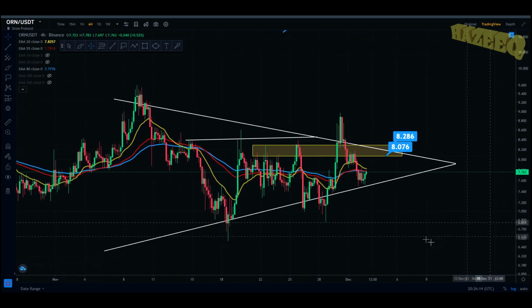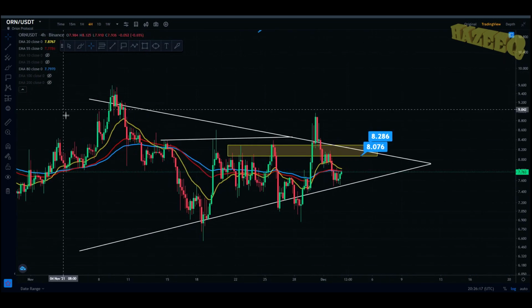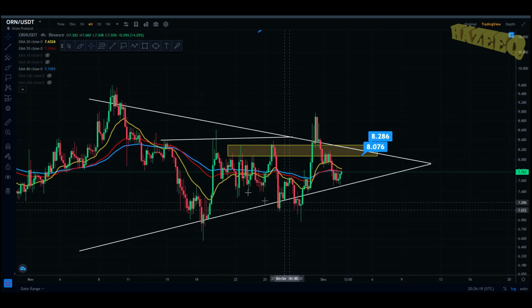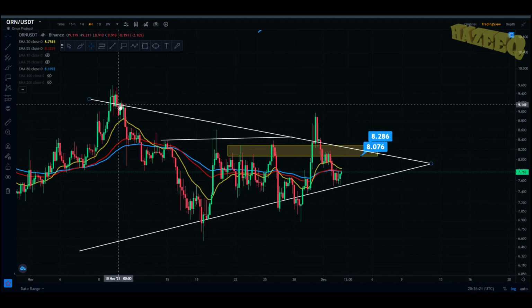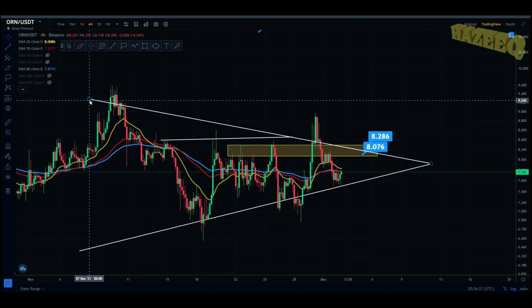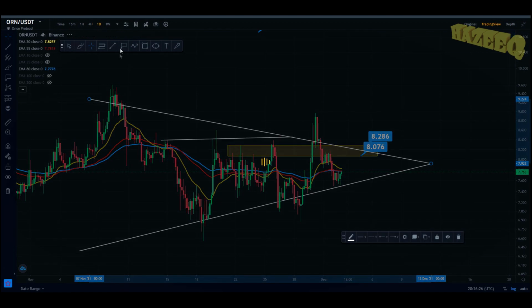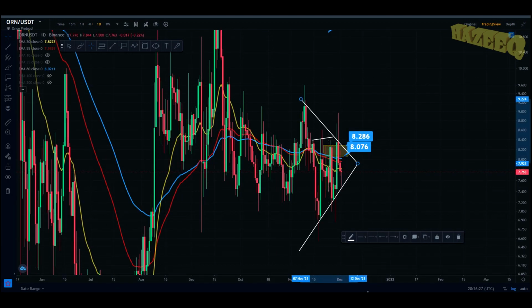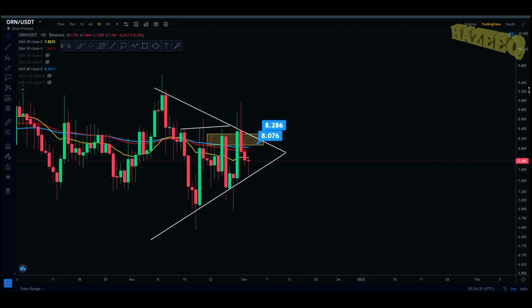Now, on the grand scheme of things, you can see that we're actually creating this symmetrical triangle over here, and you can draw it out a bit differently over here, but it's on the daily chart where I drew it. So that's why it looks a bit weird on the 4-hourly chart.